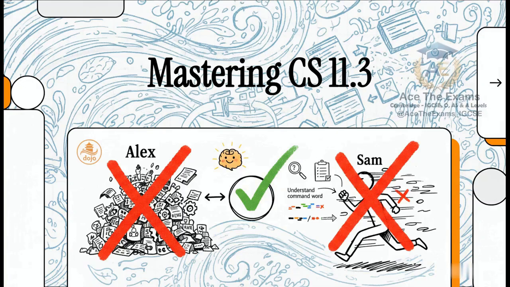And then we have Sam. Sam is the sprinter. Sam just rushes blindly through the paper, completely misses the specific command word requirements, and writes these frantic answers that don't actually address the prompt at all.